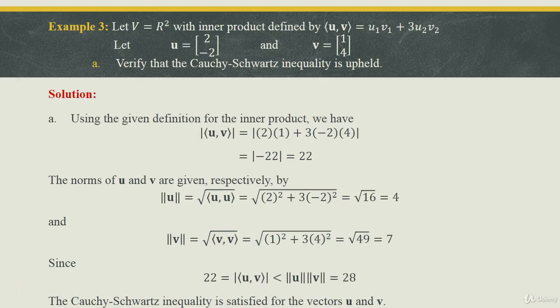And norm of V is equal to square root of inner product of V comma V. Now putting in the values of V1, V2 and after solving it, we get norm of V equal to 7. Since 22, which is the mod of inner product of U comma V, is less than norm of U times norm of V, which is equal to 28, thus the Cauchy-Schwarz inequality is satisfied for the vectors U and V.